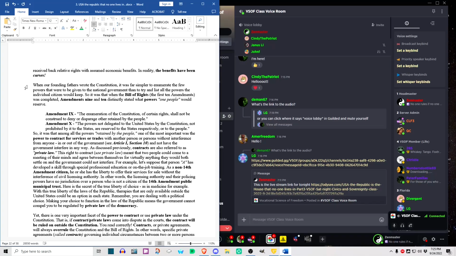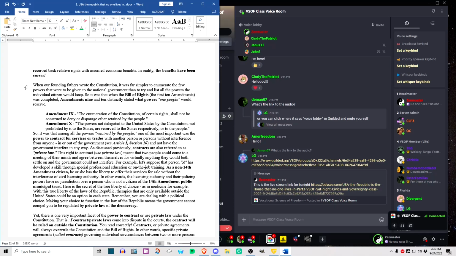You know, they have to go through all that schooling, or to even go get permission, a building permit, right? Any sort of licensing authority. In other words, the licensing authority and their policing powers have no jurisdiction over a person who is not a citizen of the 14th Amendment Public Municipal Trust. Here is the secret of the true liberty of choice. As in medicine, for example, with this true liberty of the laws of the Republic, therapies that are only available outside the United States could be an option for each state.